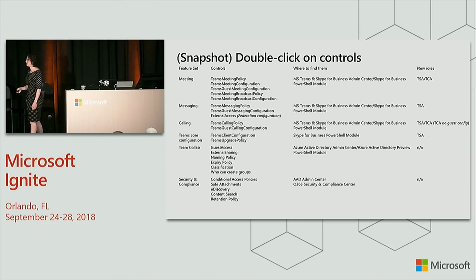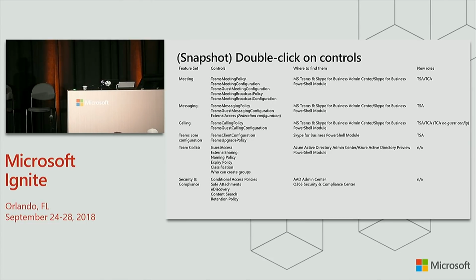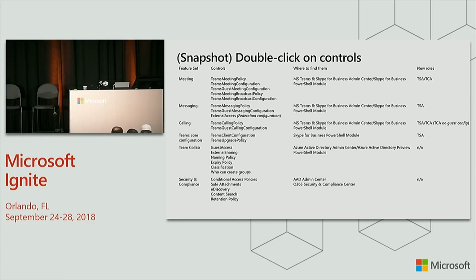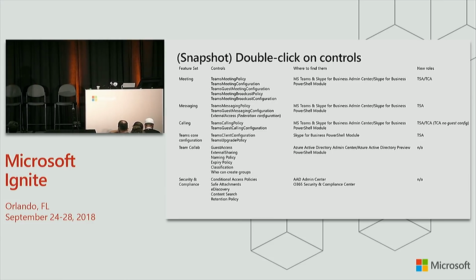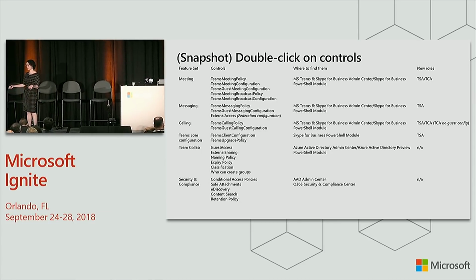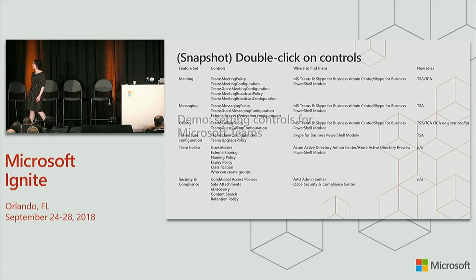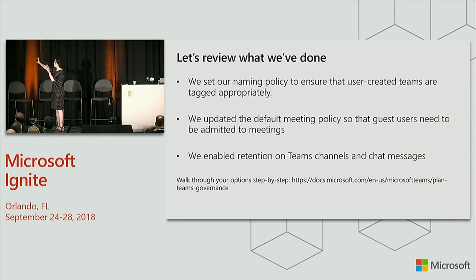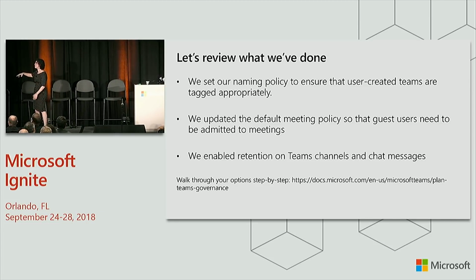And so we have not just setting your retention policy, but also setting conditional access policies, right, for when people can log into the Teams client, setting a lot of policies around calling, around meetings. We just looked at setting the naming policy. We looked at updating the default meeting. Well, so I went off script here. We updated the default messaging policy to restrict memes. We enabled retention.